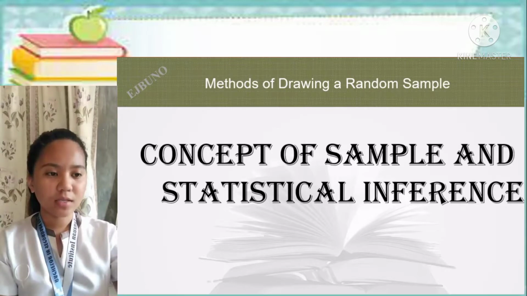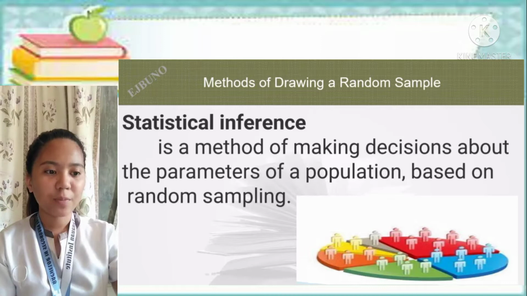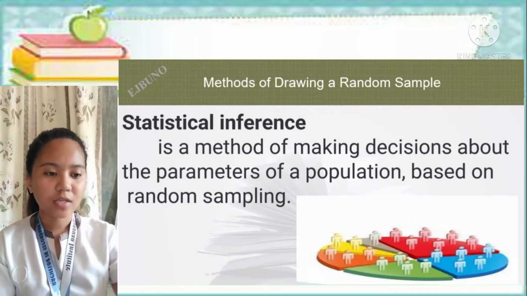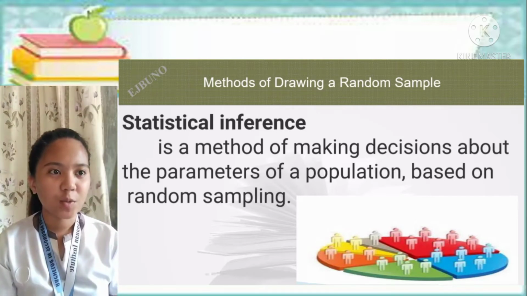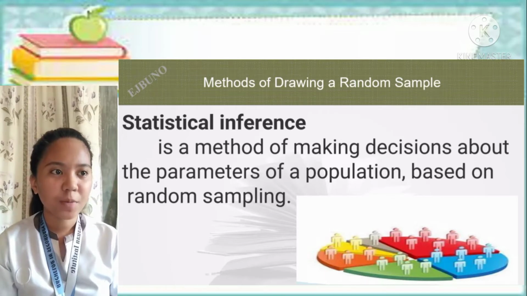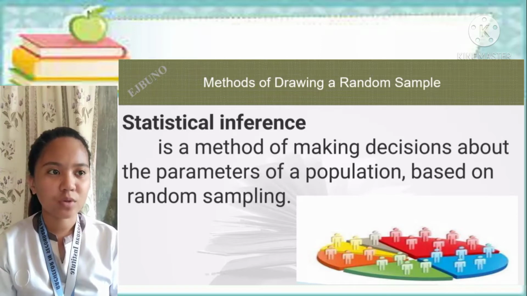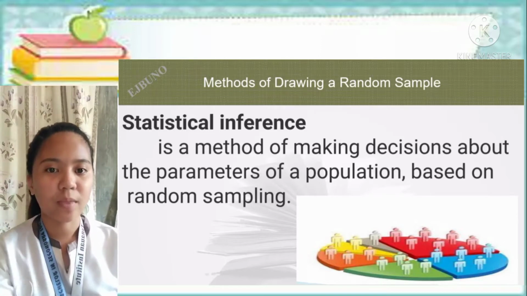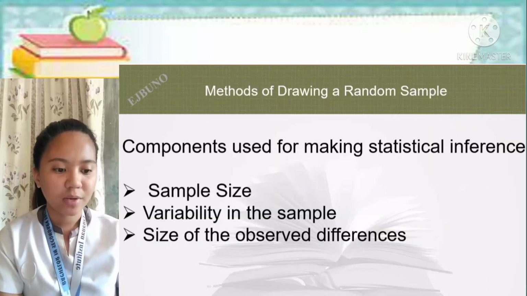Of sample and statistical inference. Statistical inference is a method of making decisions about the parameters of a population based on random sampling. It is the branch of statistics which is concerned with using probability concepts. It refers to the process of selecting and using a sample to draw inference about the population from which the sample is drawn. Components used for making statistical inference.